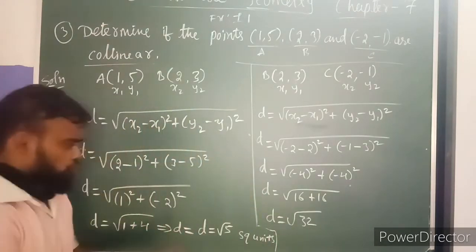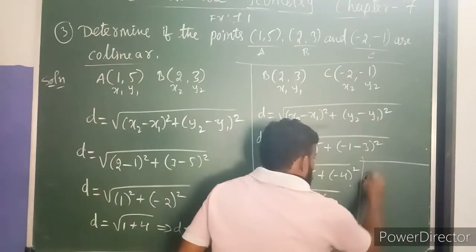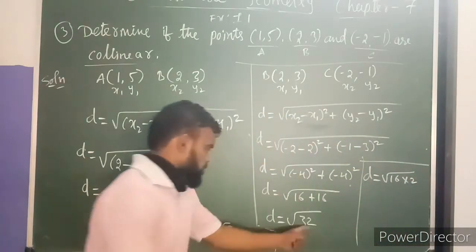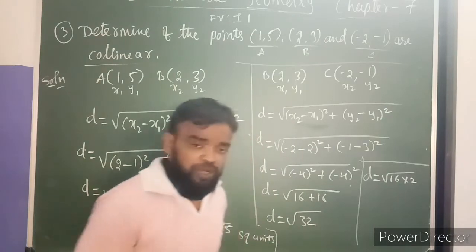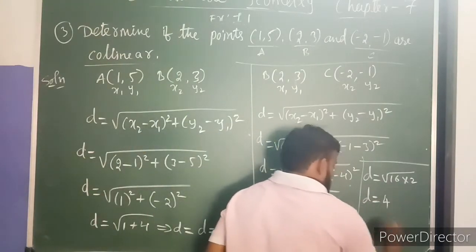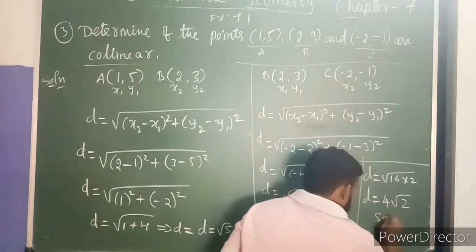What do we have? If you split the root value, what will that be? D is equal to root 16 into 2, that is 32. We have split it into one perfect square number and one normal form. So D is equal to square root of 16, which is 4, and the remaining inside the root, that is 2, so 4 root 2 units.